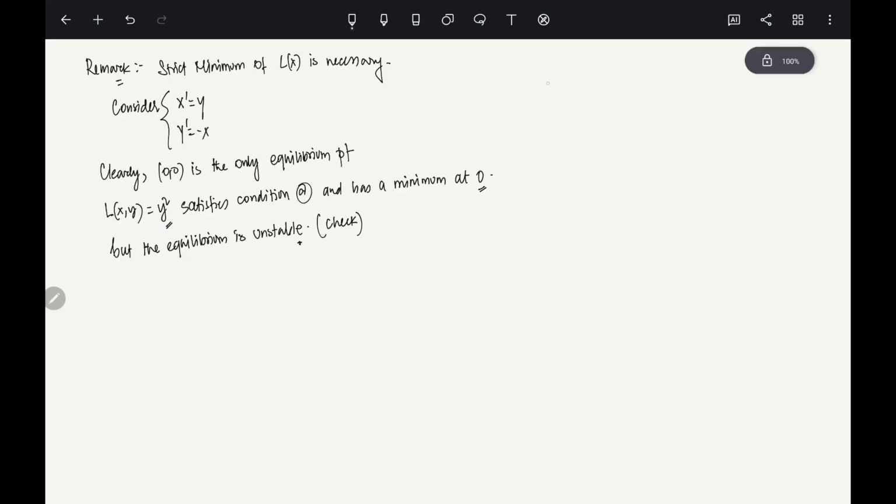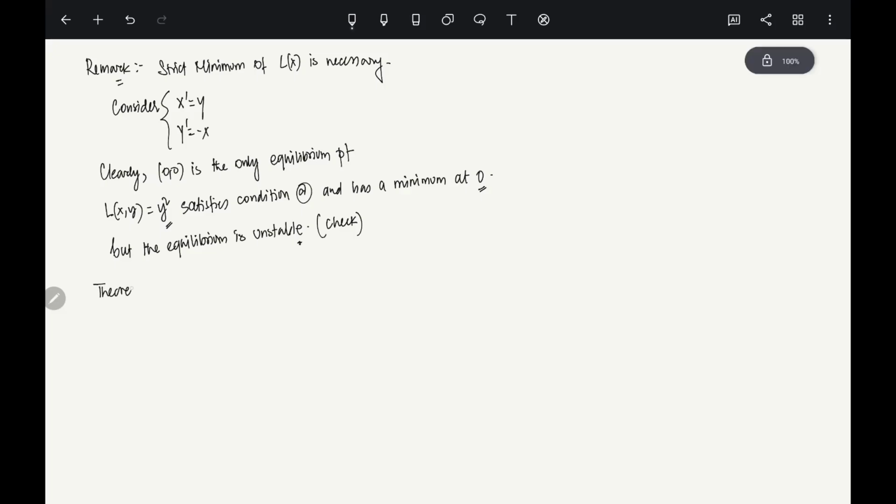Right. I hope you understood why it is a strict minima. It's a two-dimensional thing. So y squared is 0 on the whole set where y equals 0, so the x axis. Okay, right. So now the next theorem which we do is this.